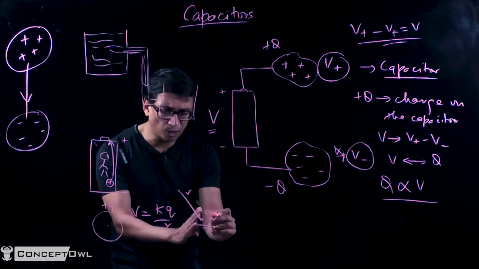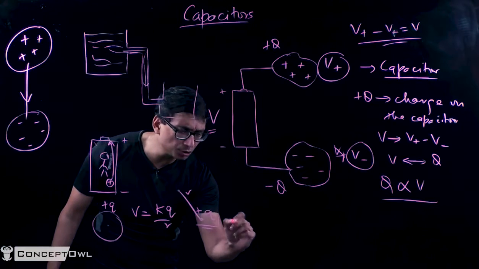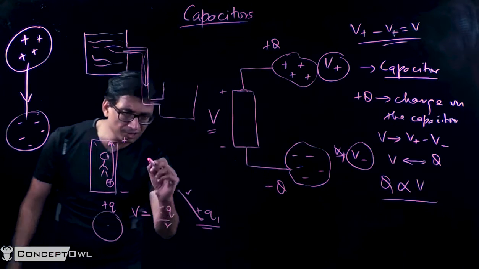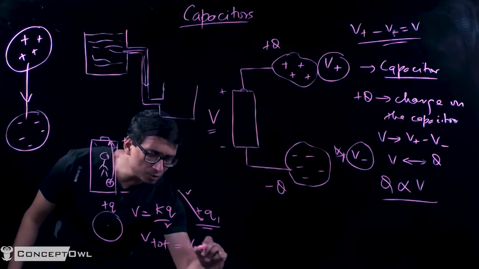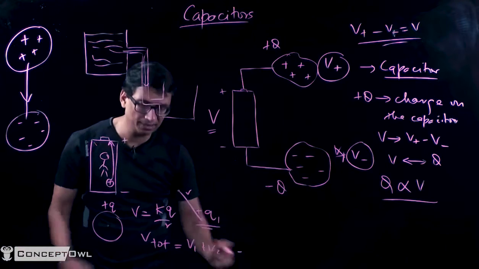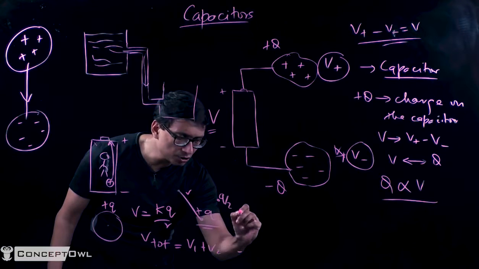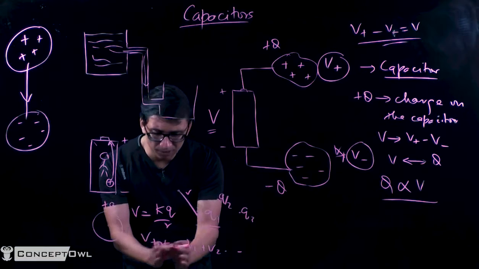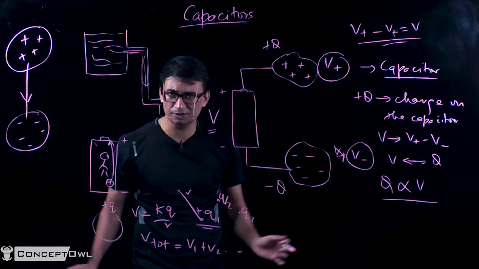Now let us say instead of one Q, there were, let's say, Q1, Q2, Q3, Q4, right? Q1, there is another Q2 and so on. What would be the total potential? V total would be V1 plus V2 and so on, right? If there are multiple charges, one Q1, there is one Q2 and there is Q3 and so on. So essentially the total potential would be V1 plus V2 plus V3, the sum of potential of each of the charges, right?